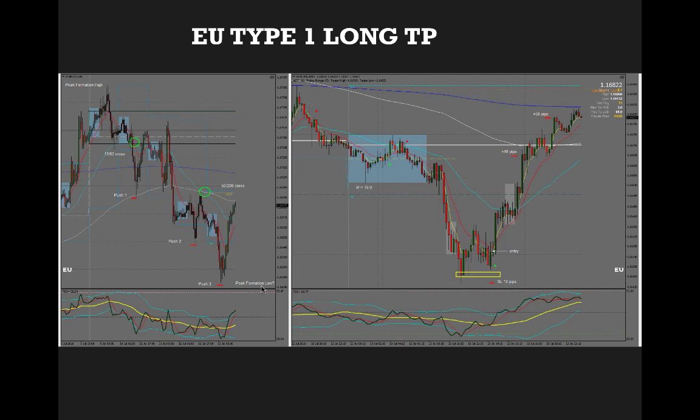Right now this is our peak formation low. I have a question mark there because we don't know if that's really the peak formation low. We have to see what happens next week. But as I said, it very likely could just bounce from this EMA, come down and form this second leg W before coming back up again. So that's how a couple of those EU trades played out.